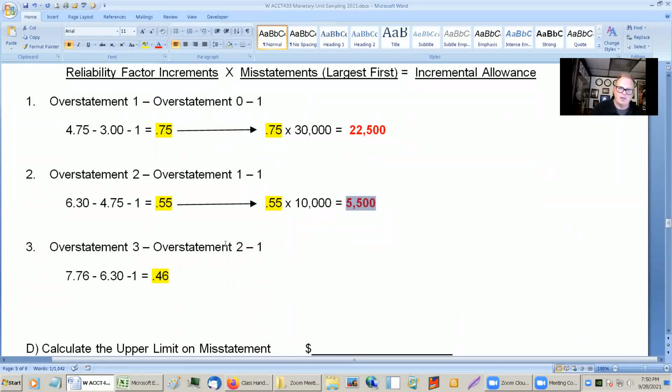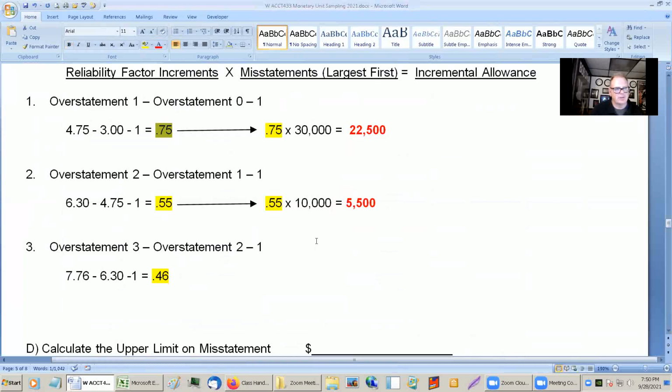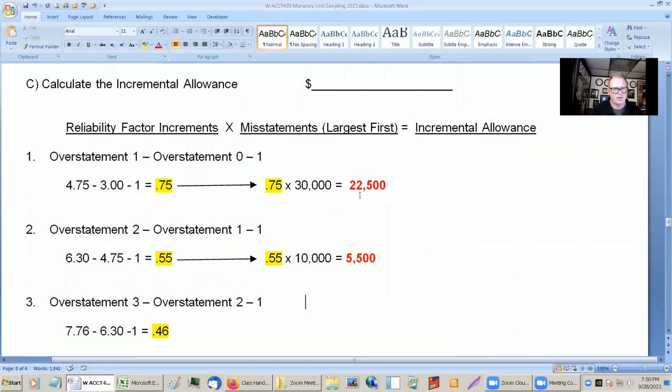Now, you can kind of see a pattern here. You could easily make an incremental table, right? We go back to this thing and do these calculations, but they could just easily make a second table that had the incremental on it, instead of jumping through these hoops. And there you have it. So this is the incremental allowance.